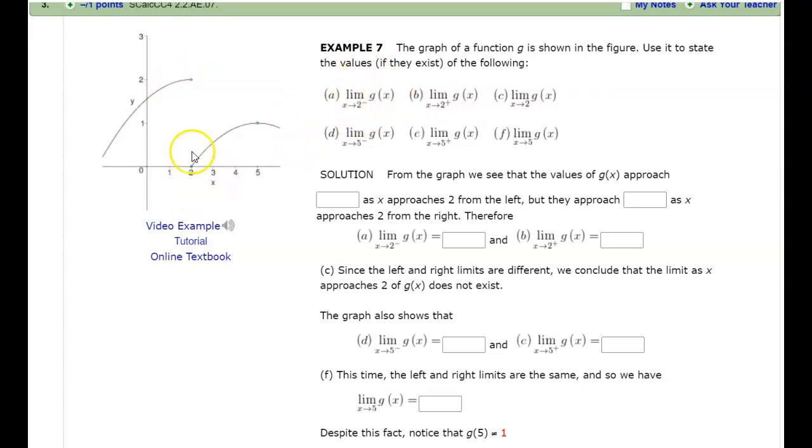But if I go to the right side of 2, if I get on the graph and travel there, then it looks like I'd be going to 0. So these have completely different limits from the left and the right. Now if those limits aren't the same from the left and the right, the whole limit can't exist. So D and E is what we will write. Does not exist.